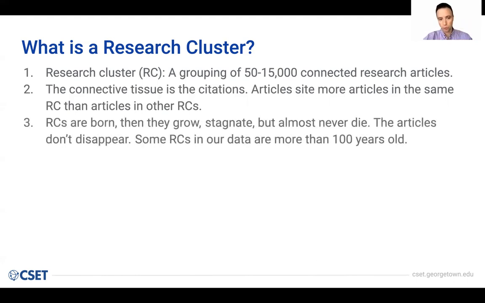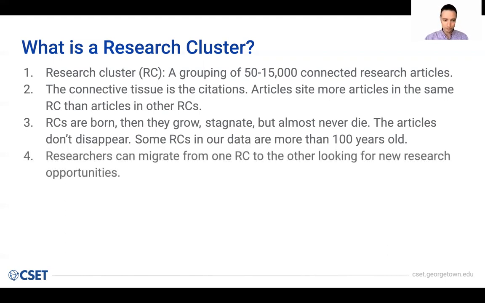Research clusters are born when a few new papers cite each other so tightly that they separate themselves from other science and start their own cluster. They can grow if more papers are published in the same cluster. Then they can stagnate if no new papers are published there, but they never die. They're more like archived, because the old papers are not distributed to new clusters. They remain in old clusters, like old monuments of previous scientific achievements. In our data, sometimes we observe research clusters that are more than 100 years old.